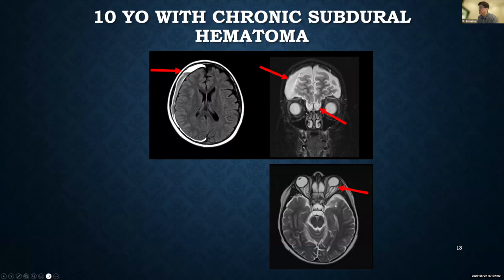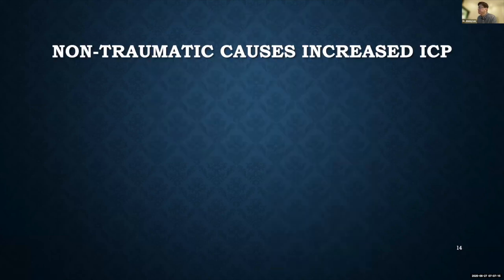And then you can see signs of papilledema. There's flattening of the posterior globe, protrusion of the optic nerve head, very tortuous optic nerve, and dilated CSF spaces in the optic nerve sheath.